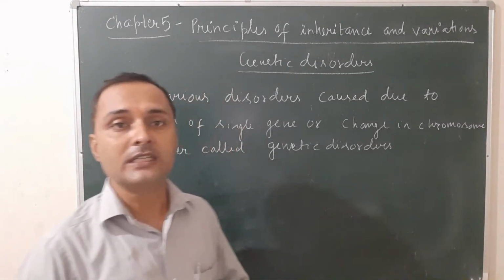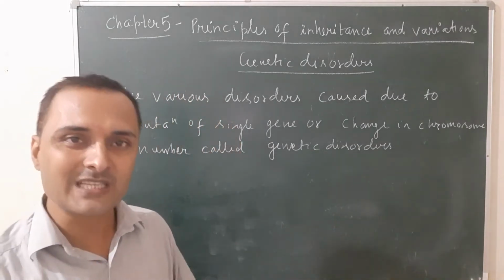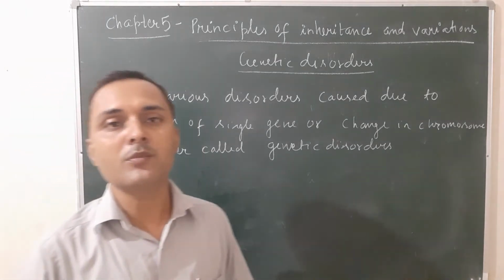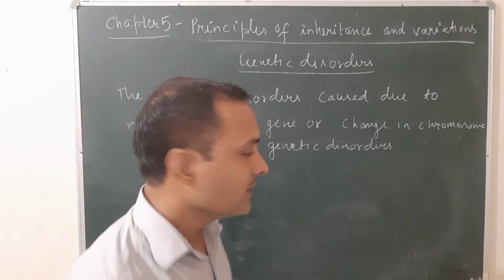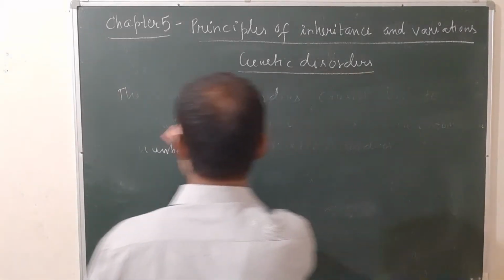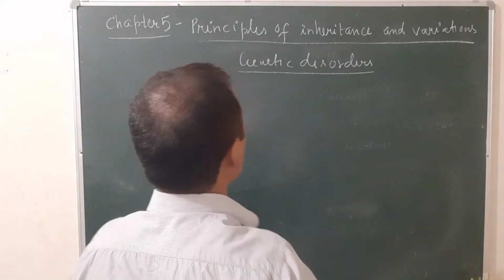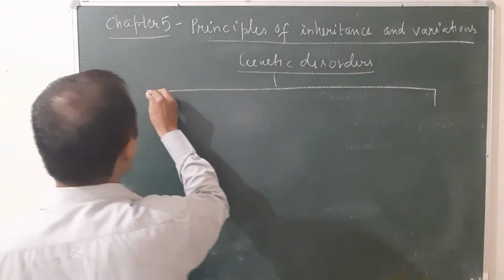The various disorders, or you can say diseases, caused in humans due to mutation of a single gene on the chromosome, or an increase or decrease in the number of chromosomes, are known as genetic disorders. Okay, so you can say genetic disorders are classified into two types. First one is known as Mendelian or gene-related disorders.